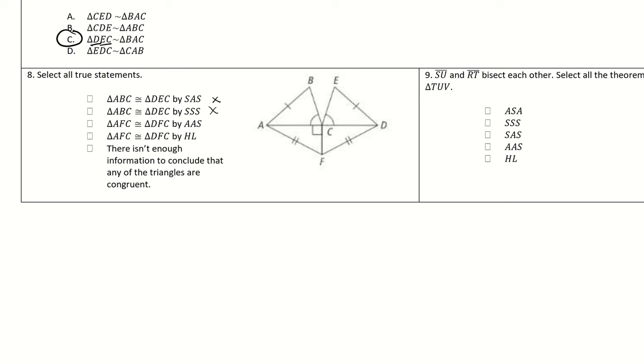AFC and DFC. So AFC, basically the ones on the bottom, and DFC. So AAS. Do we have that? Well, we have the angle, and we know that these two are a linear pair, and so therefore this has to be a right angle as well. So we do know that they're similar just by looking at that. And then we got a S. Do we know anything else though? We don't necessarily know another angle, so we can't say that for sure.